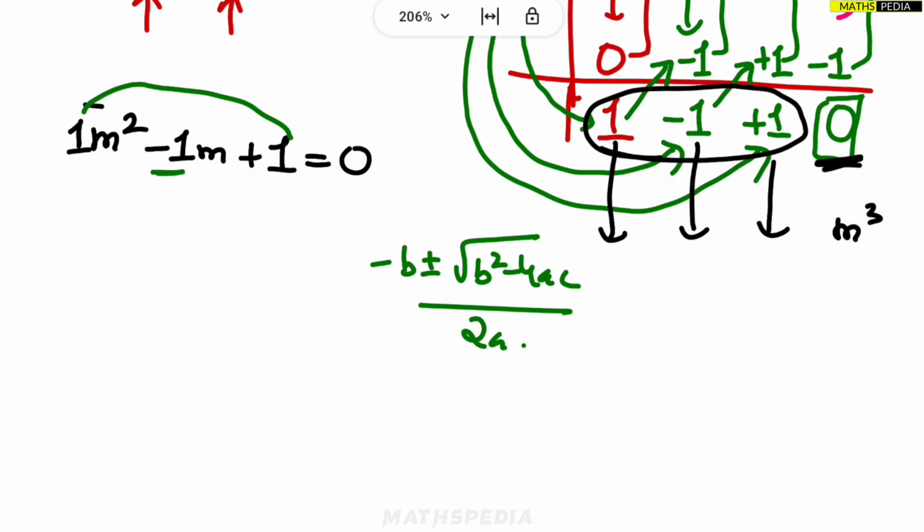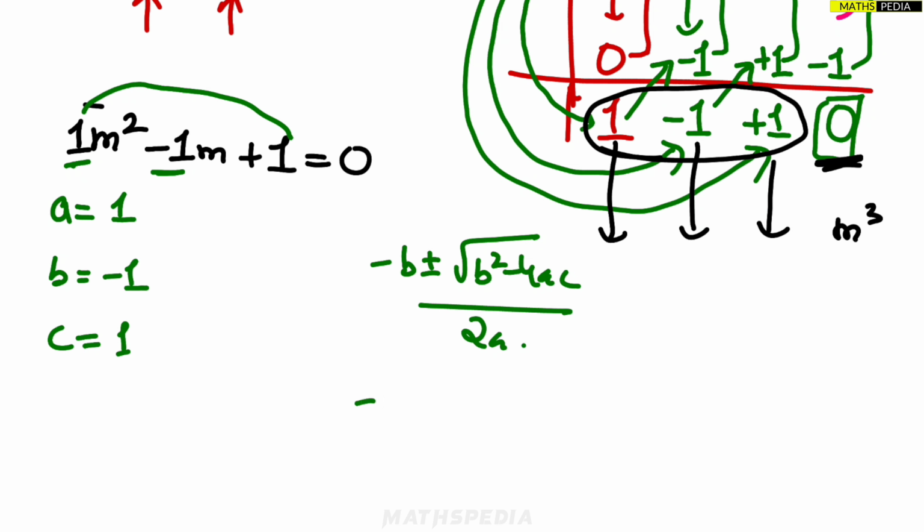Right? So what is the value of a, b, c? A is nothing but the coefficient of m square, which is 1. B is nothing but the coefficient of m, which is minus 1. C is nothing but the constant term, 1. So substitute minus of minus 1, right? It will become plus 1, plus or minus square root of b square, minus 1 square is 1, minus 4 into 1 into 1, it is 4, whole divided by 2a, so 2 into 1, 2.